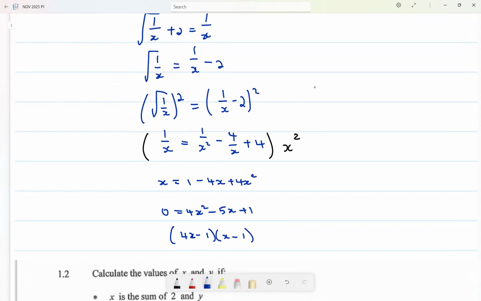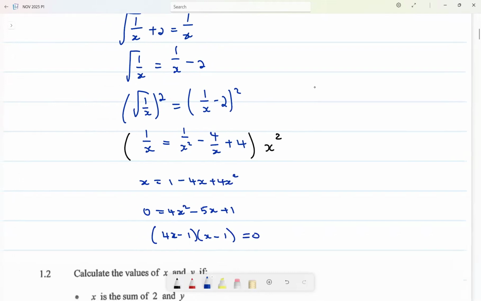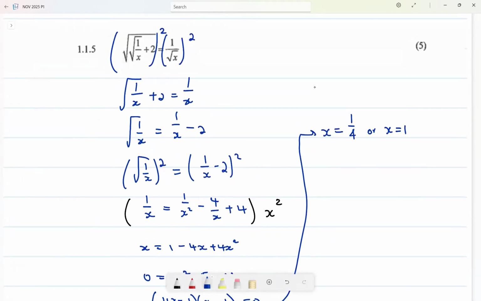Let me just confirm, 4x squared minus 4x minus 5x plus 1, yes. This should be equal to 0. And then my solutions are x is equal to 1 divided by 4, or x is equal to 1. But remember, when you have such a form, you need to confirm your answers.